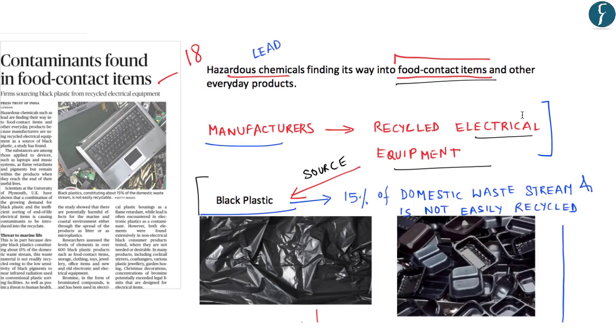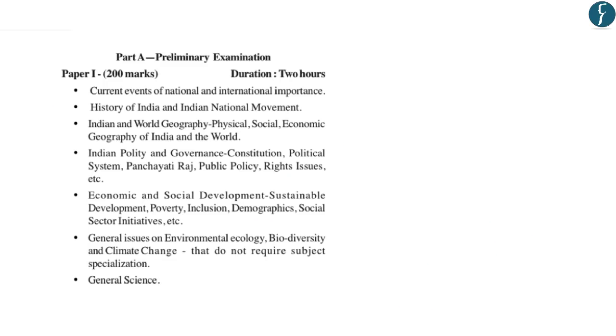And this news on page number 18 talks about hazardous chemicals which are finding their way into the food contact items because manufacturers are using recycled electrical equipment as a source of black plastic. So this topic of recycled electrical equipment being used as a source of black plastic becomes equally important. In the UPSC syllabus for prelims, it comes within general issues in environmental ecology as well as climate change.